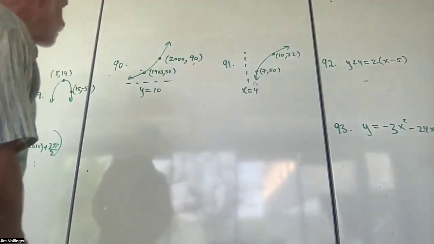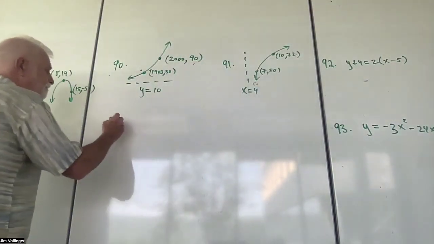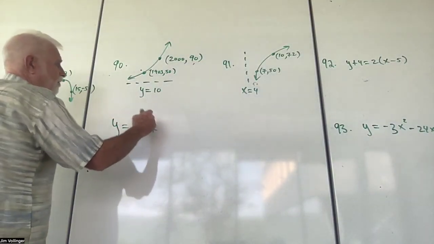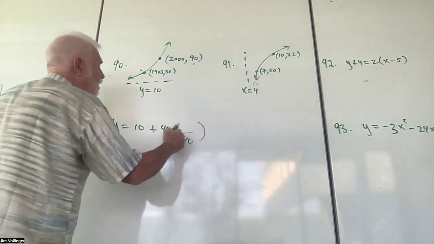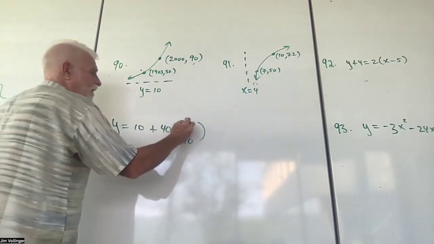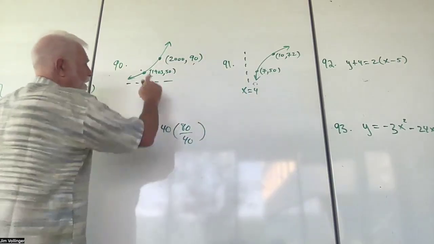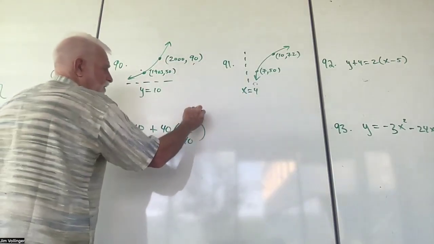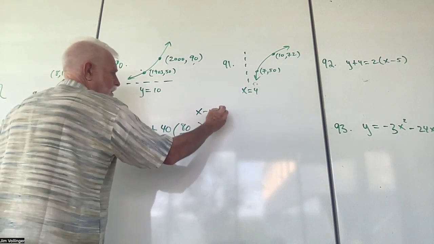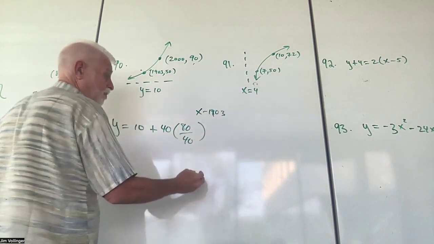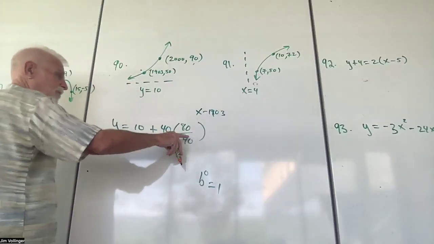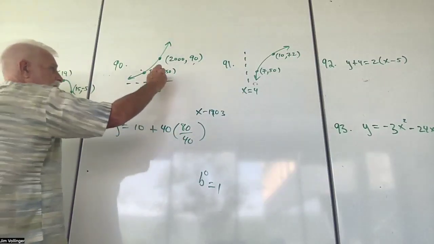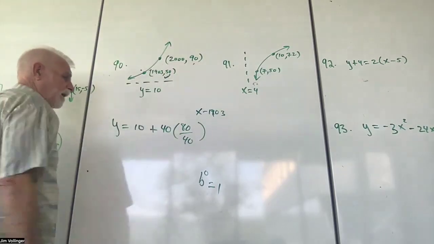All right, y equals 10. My first differential is 10 to 50, which is 40 units. The next one is not 40 units. The next one is 10 to 90, which is 80. So I have a doubling function here. X minus 1903 allows us to use the fact that b to the 0 is 1. So I just made a 0, which makes this 1, and 40 plus 10 is 50. Bingo. That takes care of that.